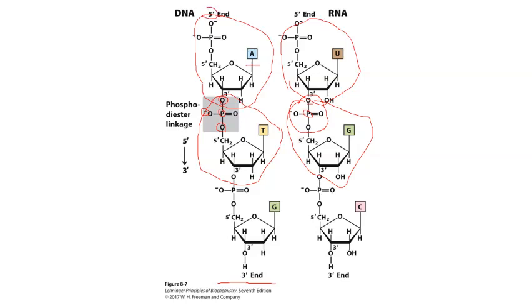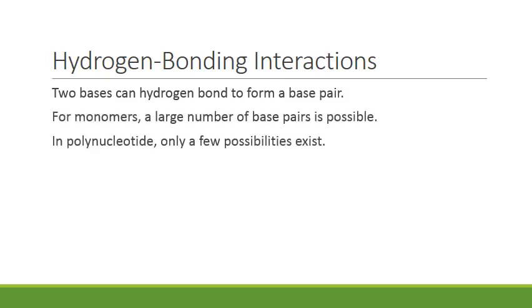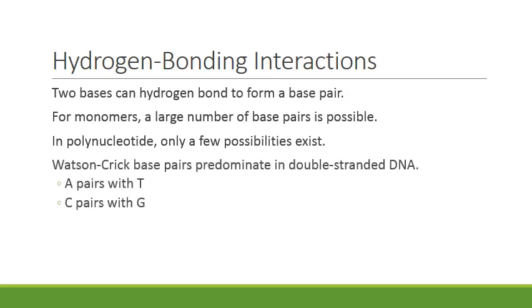Here is located our 5' end, so the 5' end contains the phosphate, and here is located our 3' end, and our 3' end contains the hydroxyl. So let's talk about the hydrogen bonding interactions that occur between the bases. So 2 bases can form hydrogen bonding base pairs. For monomers, just a single nucleotide, a large number of base pairs are possible. But in polynucleotides, so DNA and RNA, when they're linked together, there are very few possibilities that exist.